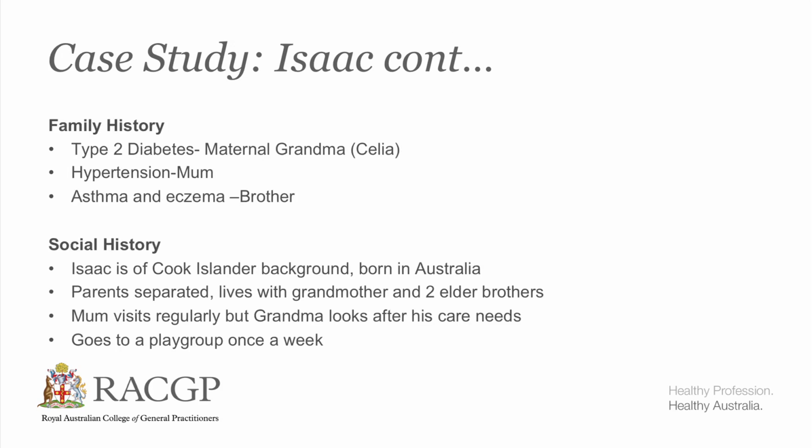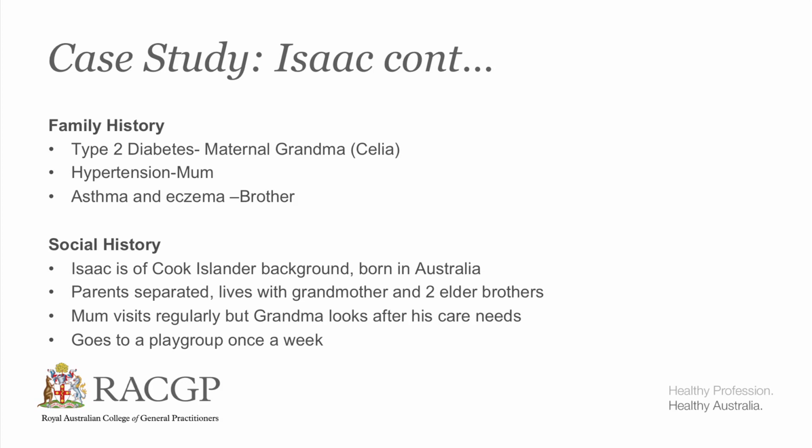Okay, moving on to the family history, there is type 2 diabetes, Celia has been diagnosed with hypertension, for mom, asthma, and eczema for his brother. In terms of social history, and someone has asked about his ethnic background initially, Isaac is of Cook Islander background, born in Australia. Parents separated and he lives with his grandmother and 2 elder brothers. Mother visits regularly, but grandma looks after his care, and he goes to playgroup once a week.